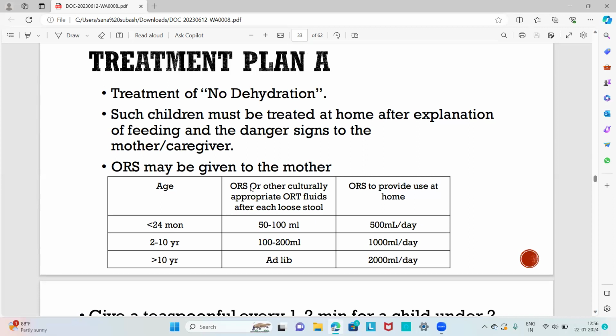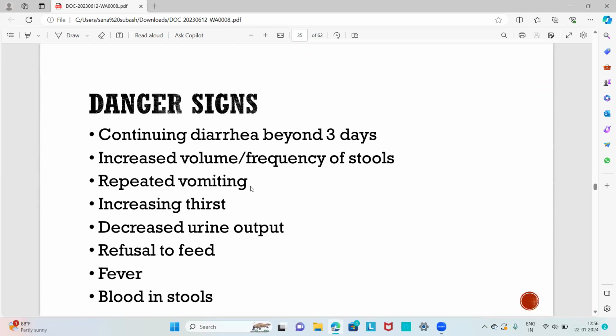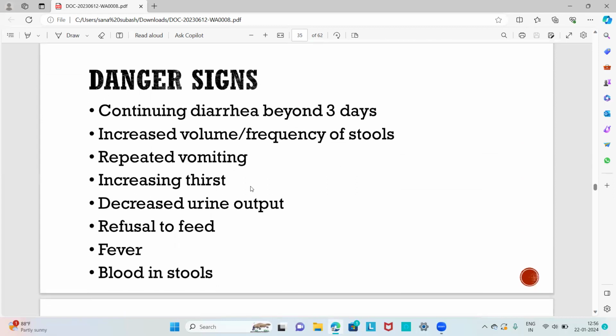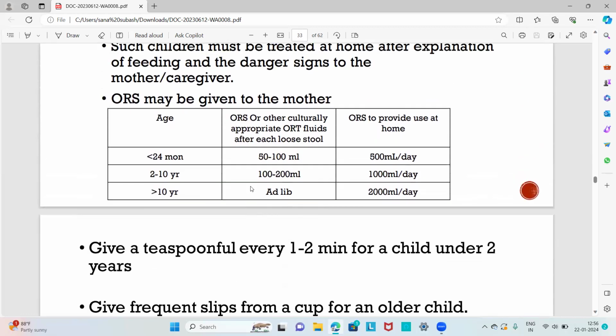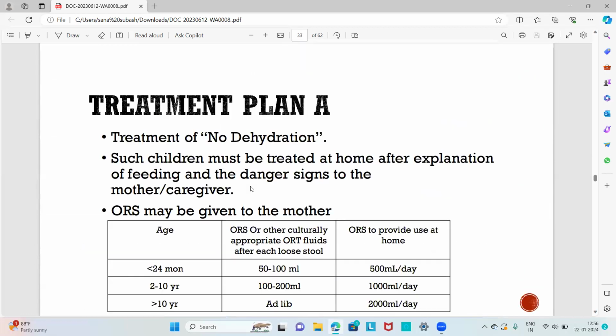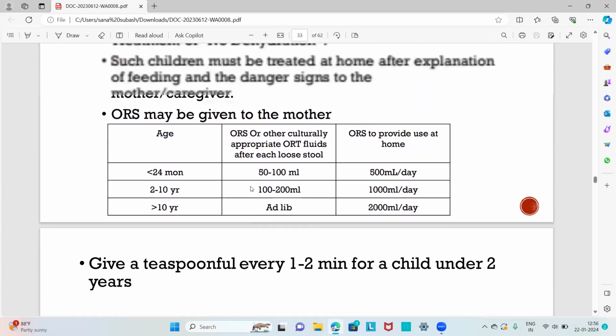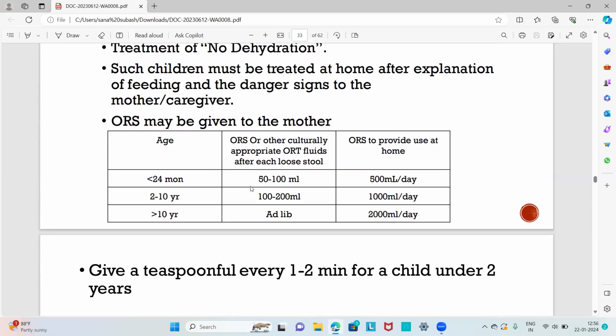Such children must be treated at home after explanation of feeding and the danger signs to the mother or caregiver. The danger signs are continuing diarrhea beyond 3 days, increased volume or frequency of stools, repeated vomiting, increase in thirst, decreased urine output, refusal to feed, fever and bloody stool. These danger signs have to be advised to the mother. If any of these danger signs is present, we have to take the child to the hospital. So non-dehydrated children must be treated at home; hospitalization is not required.